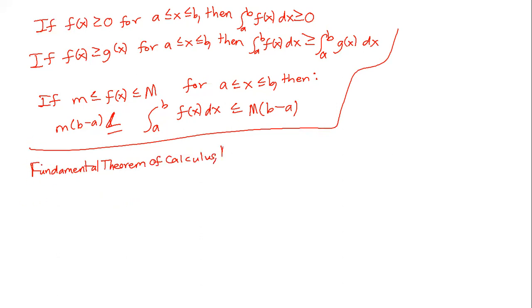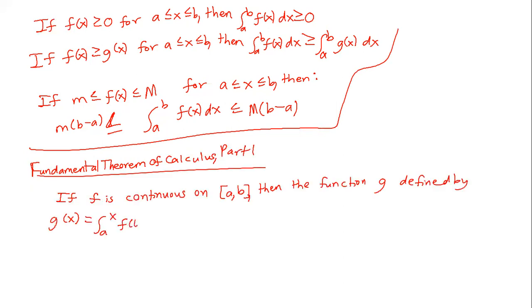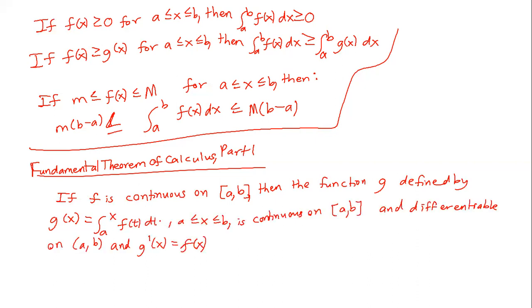If f of x is greater than or equal to 0 for a less than or equal to x less than or equal to b, then the integral from a to b of f of x dx is also positive. If f of x is greater than or equal to g of x for a less than or equal to x less than or equal to b, then the integral from a to b of f of x dx is greater than or equal to the integral from a to b of g of x dx. And if m is less than or equal to f of x less than or equal to M for a less than or equal to x less than or equal to b, then m times (b minus a) is less than or equal to the integral from a to b of f of x dx, which is less than or equal to M times (b minus a).